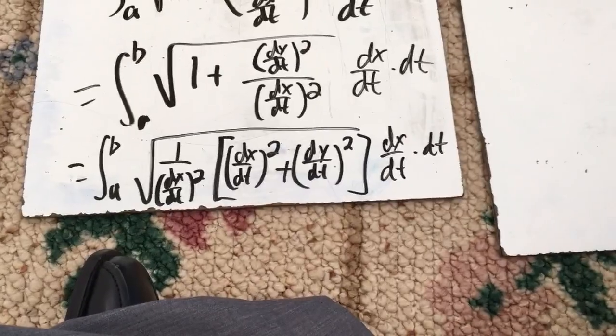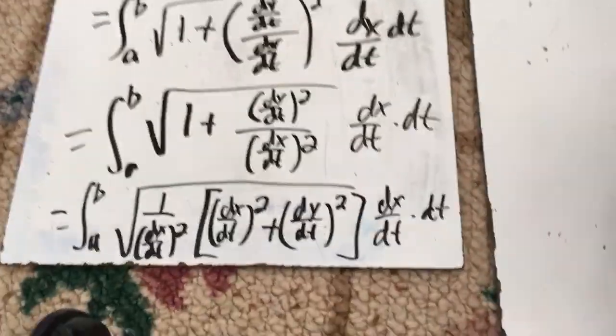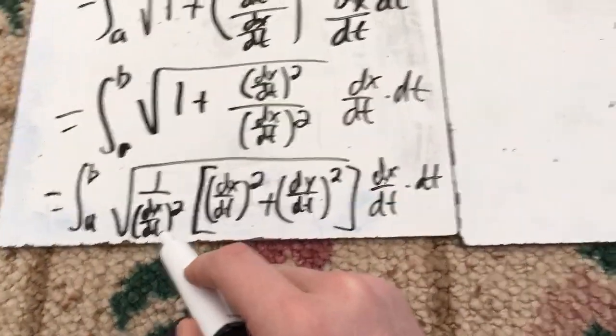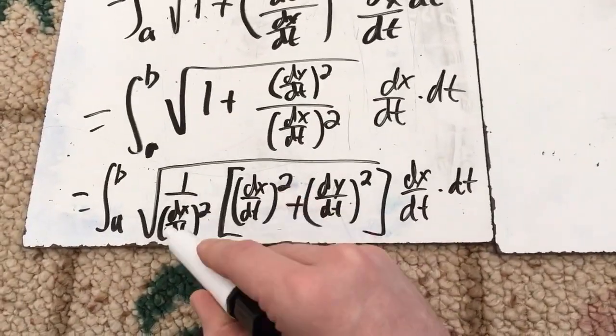We're just being fancy and clever with how we're rearranging some things and factoring some stuff out. Now we could take that. I see over here we have the square root of 1 over something squared.